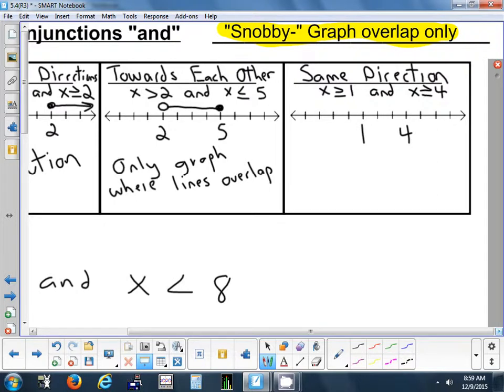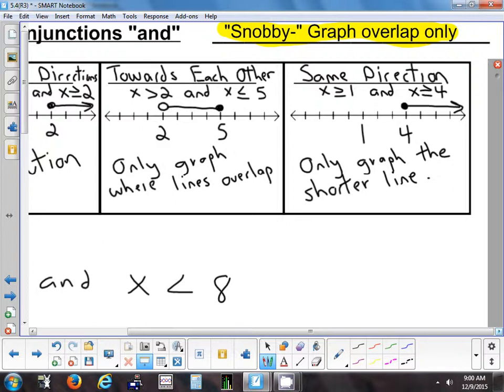Which one's going to be shorter? This inequality or that inequality? That inequality, the second one, right? What's this say, Logan? It says x is greater than or equal to. Perfect. Closed dot, going this way. All right? So in this situation, only graph the shorter line.